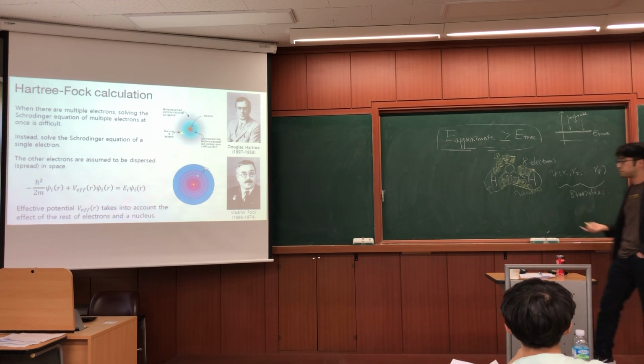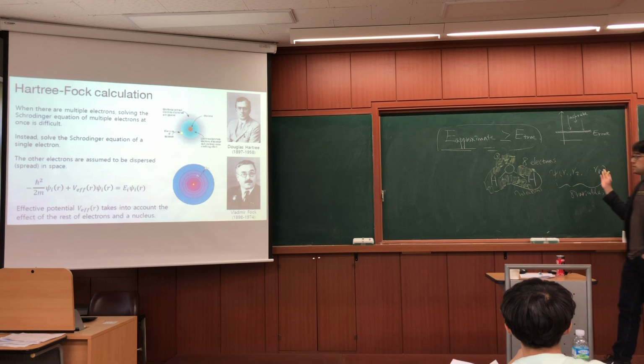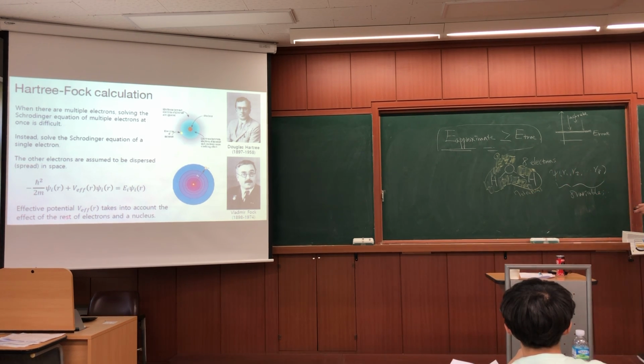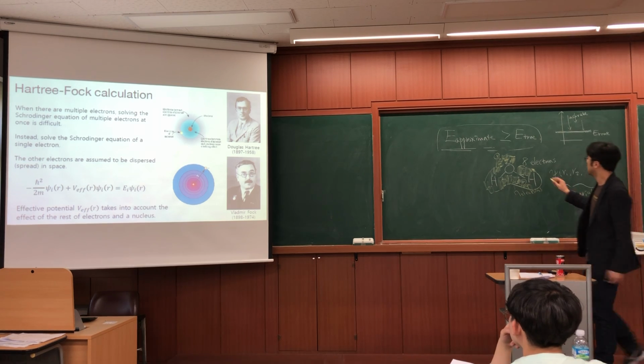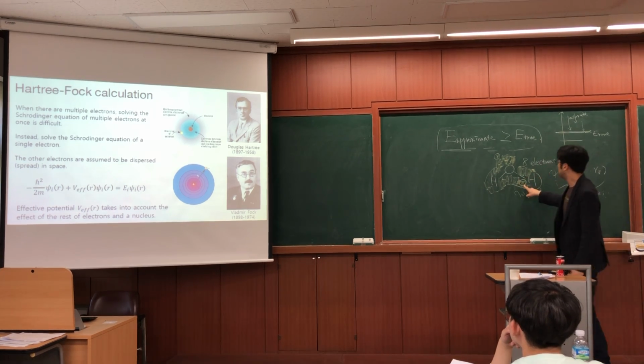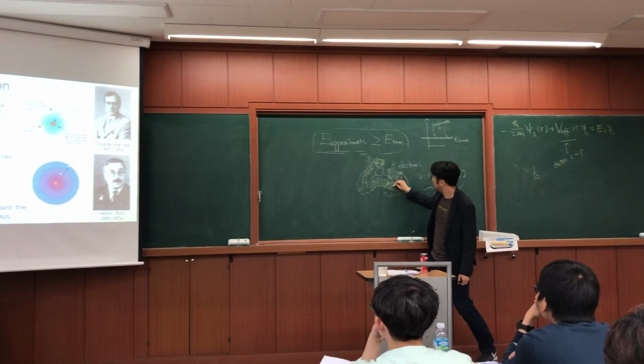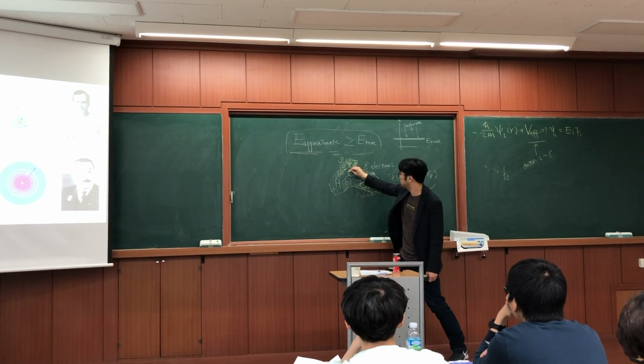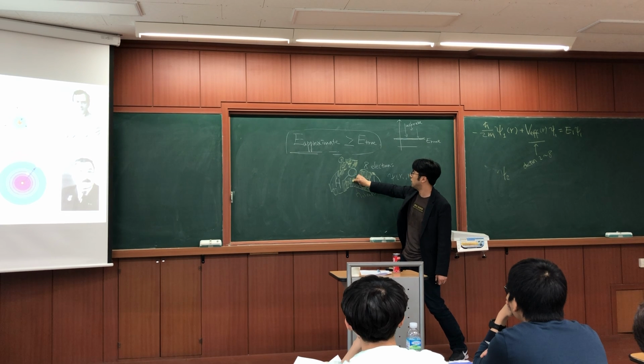By solving 8 separate Schrödinger equations. So as I mentioned here, the effective potential is the potential that this electron experiences because of the nuclei and this electron gas, this electron cloud.